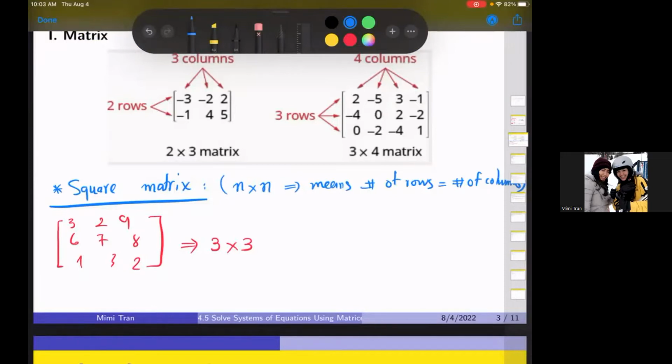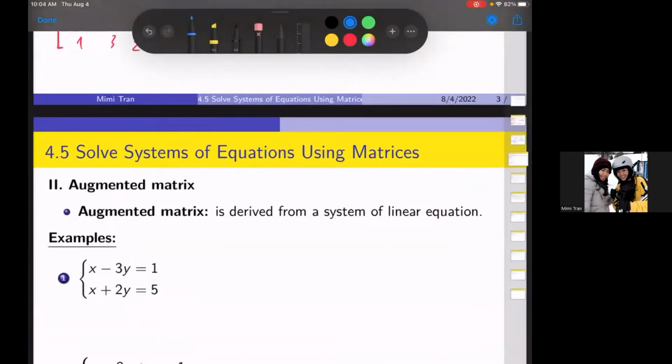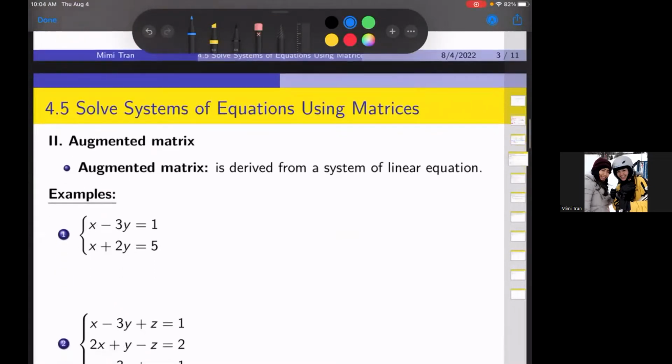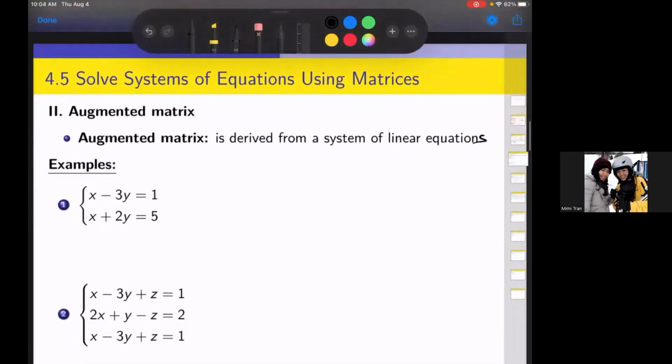Just an introduction to matrices. All right, another type of matrix is called an augmented matrix. We're going to use this one when you solve a system of equations. So let me introduce what an augmented matrix means. When I say augmented matrix, you know what I mean. Where does an augmented matrix come from? It's derived from a system of linear equations, plural. For example, if I have the system x minus 3y equals 1, x plus 2y equals 5, then if I want to change it into an augmented matrix, it looks like this.